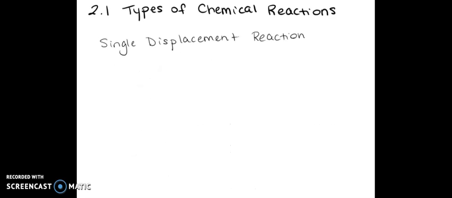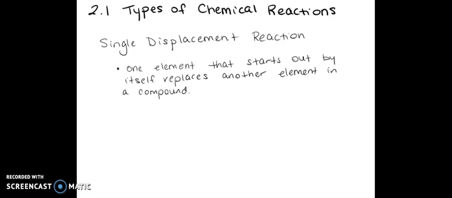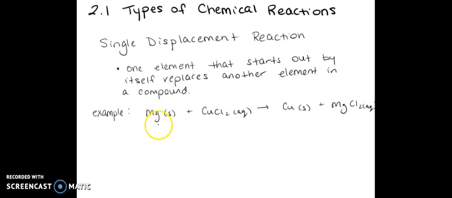Next is the single displacement reaction. We've actually done these reactions in the lab before. A single displacement reaction is when one element that starts out by itself replaces another element in a compound. This was like when we had solid magnesium and copper chloride solution, and the magnesium switched places with the copper to create a magnesium chloride solution. This is because magnesium is more reactive than copper, so it kicks it off and replaces it.